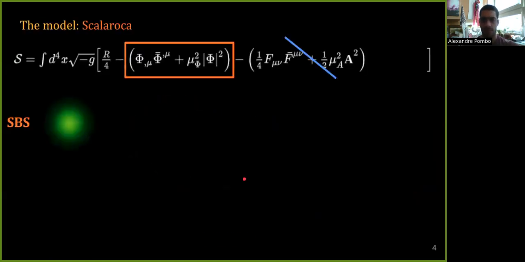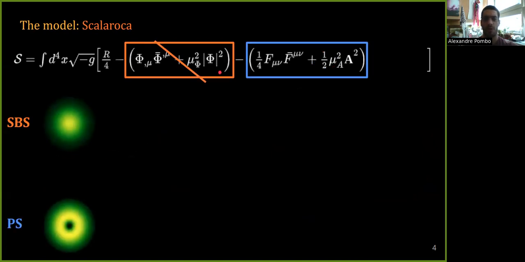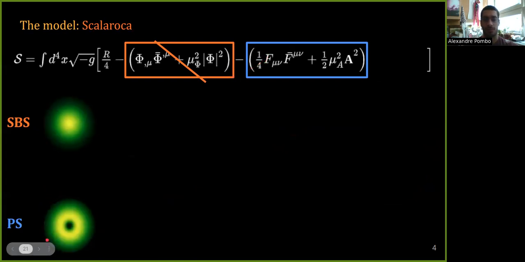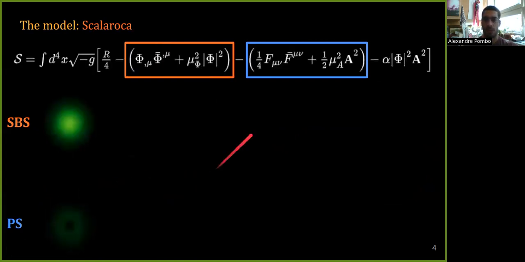But now we have to add another parameter. But first, in the absence of the vector field, we have scalar boson stars. If we consider only the vector field, we have what are known as Proca stars. And then we can add the following coupling, a mass-like coupling. And depending on the sign and value of alpha, we can have different objects.